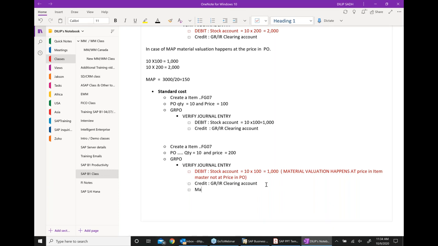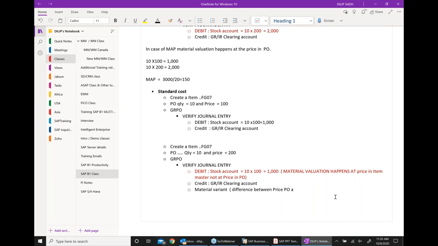Material variance basically means the difference between price and PO. Make a note of it. These are important. If you have to ever become SAP consultant, you need to know this. And these concepts are same all across SAP, all across products, most ERPs. These definitions don't change. They are industry standard definitions. They are not SAP definitions. This is what happens in industry.